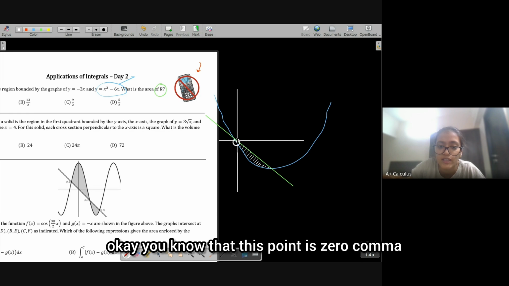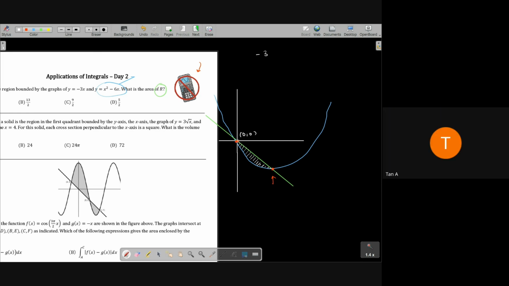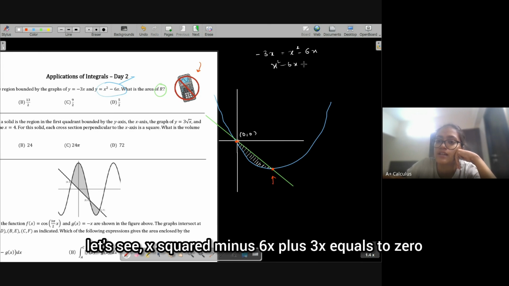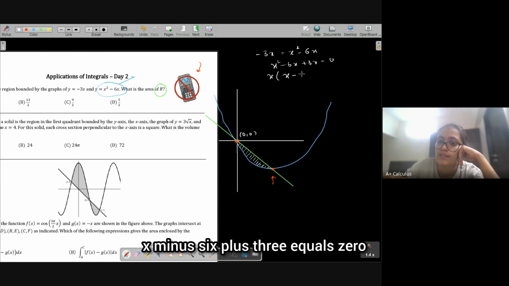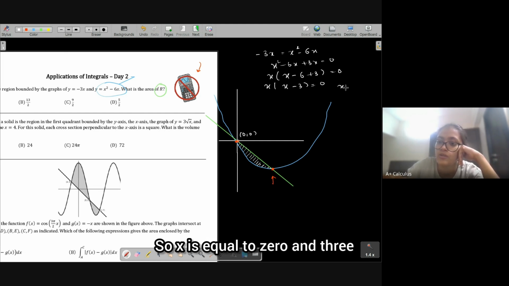You know that this point is 0, comma 0. Can you find out this point? x square minus 6x equals minus 3x, so x square minus 6x plus 3x equals 0. Factor out an x, so x times (x minus 6 plus 3) equals 0. So x times (x minus 3) equals 0. So x is equal to 0 and 3.